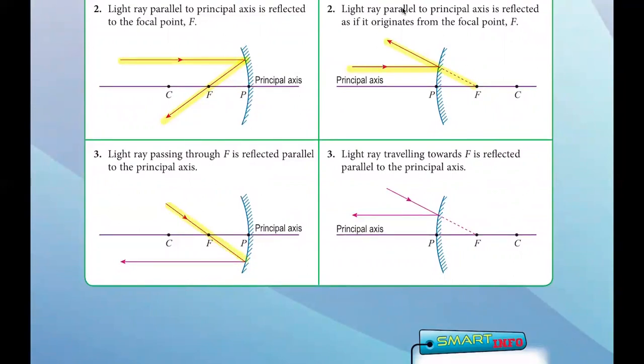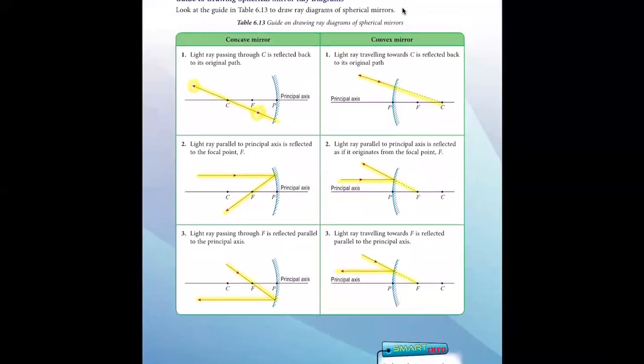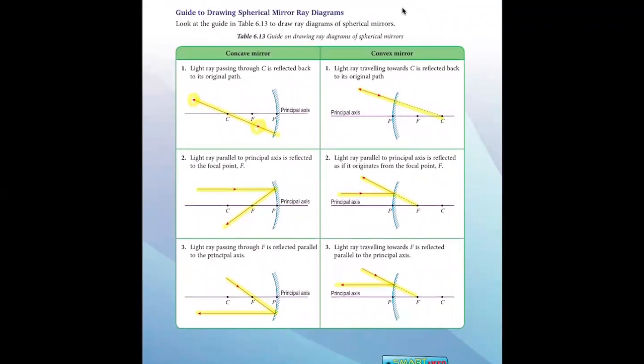Actually, this is the opposite of rule number 2. If you notice, this is the opposite of rule number 2. The light ray passing through F is reflected parallel to the principal axis. For convex mirror, we go to F and then it is reflected parallel to the principal axis. So that is the 3 rules. Again, we are going to find the intersection between the 2 lines there.